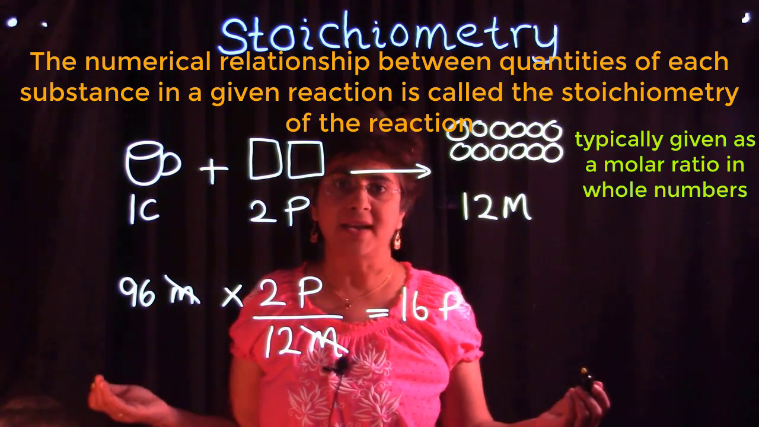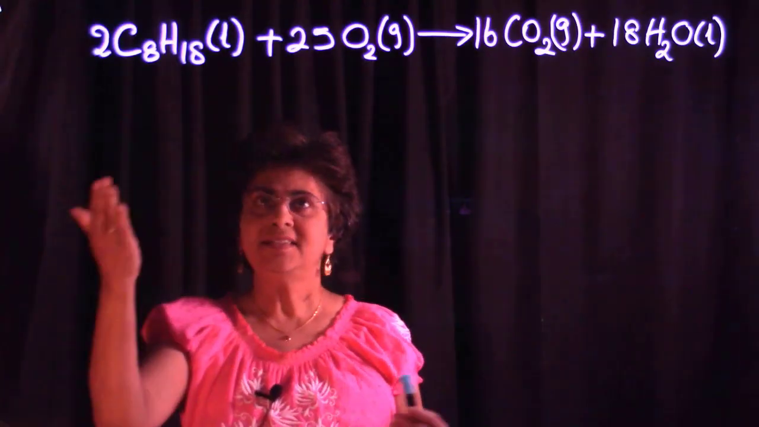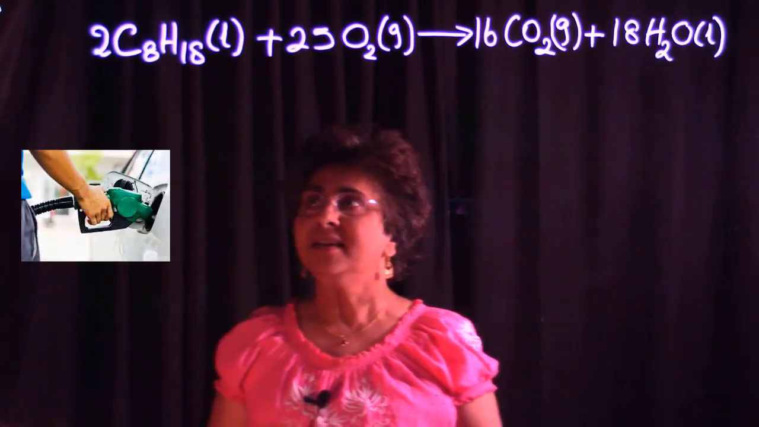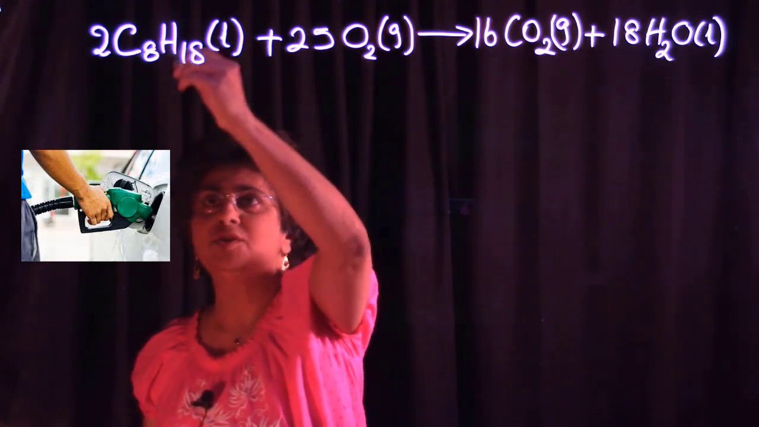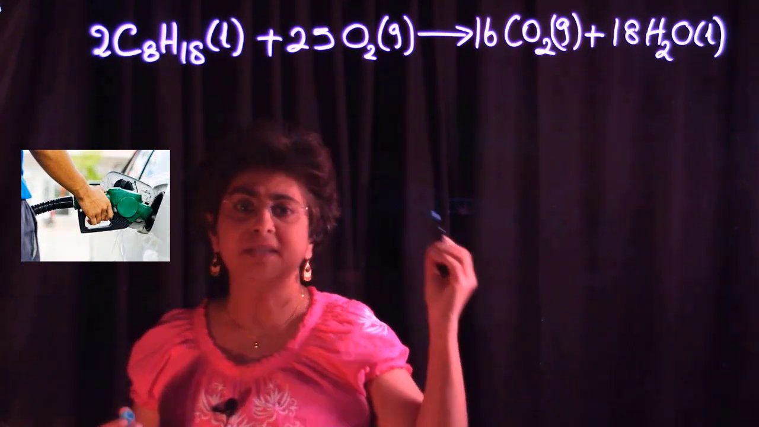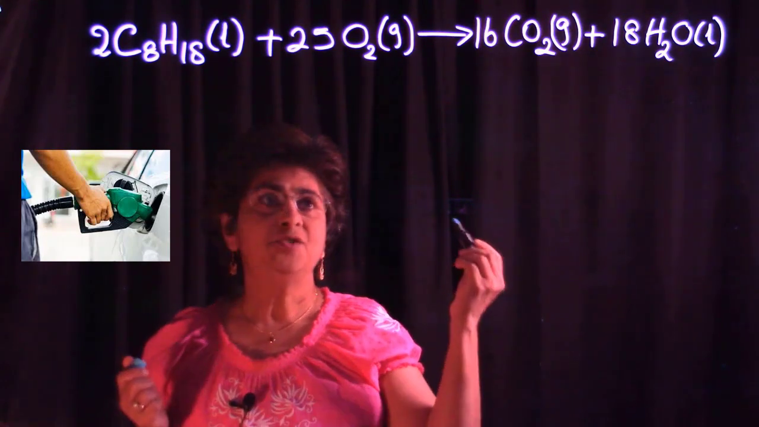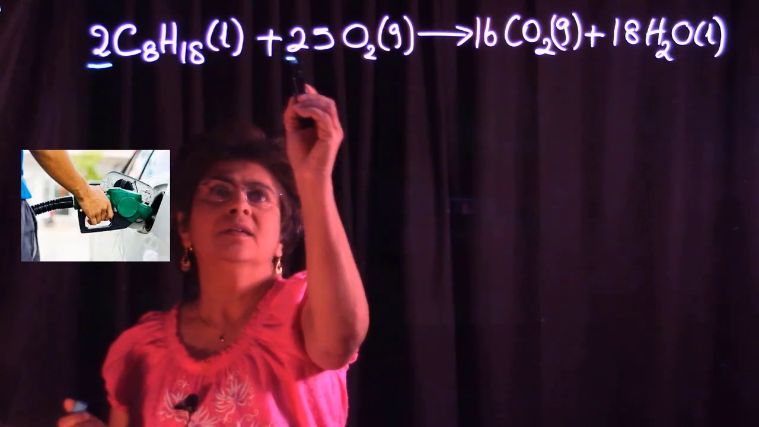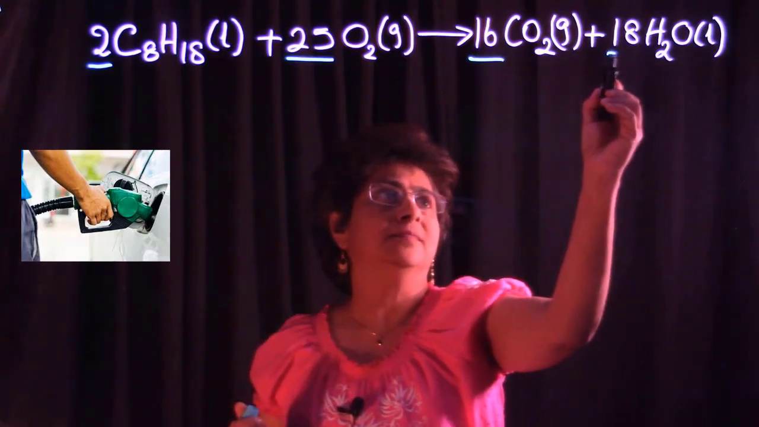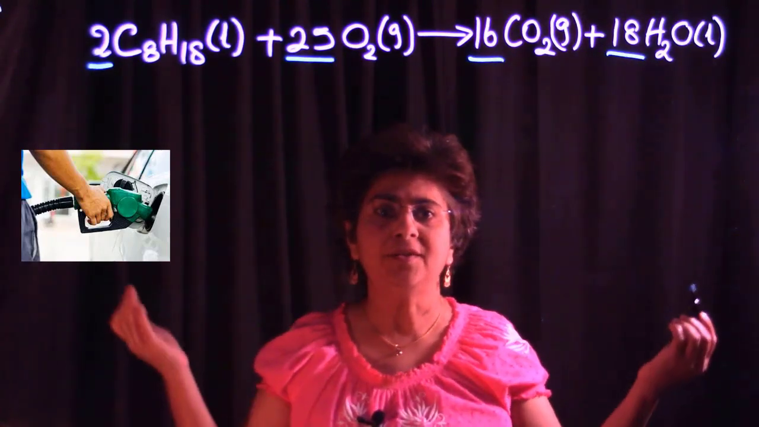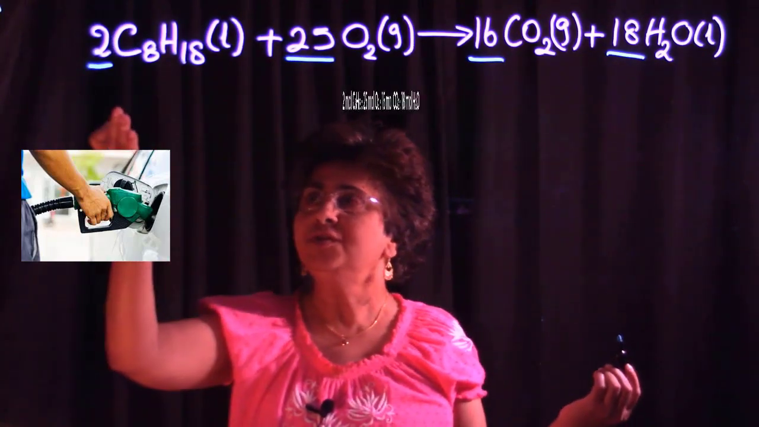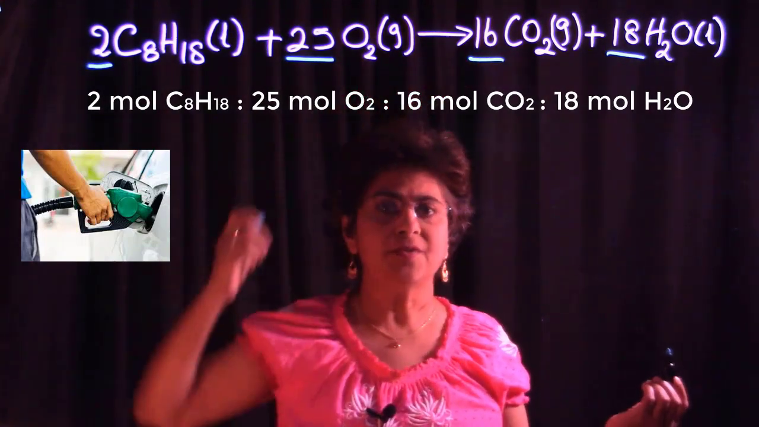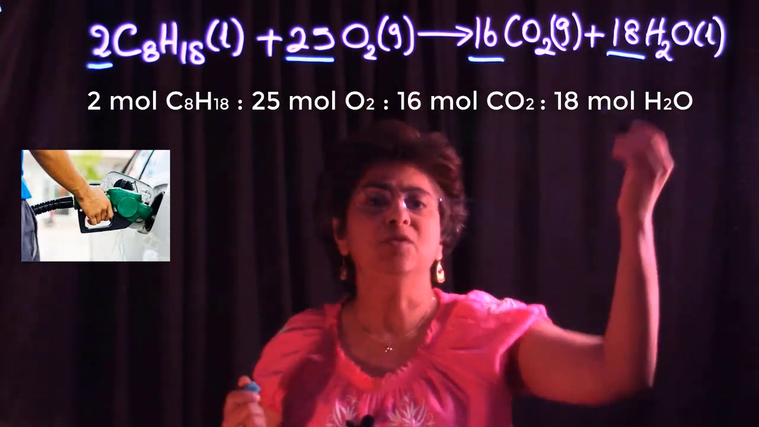Now, let us look at a chemical reaction. This is the chemical equation for combustion of gasoline. Here, gasoline is represented by this octane molecule, which is one of the major components of gasoline. And the stoichiometry of the reaction is given by the coefficients of the equation. So, the stoichiometry of this reaction is 2 moles of gasoline to 25 moles of oxygen to 16 moles of carbon dioxide to 18 moles of water.